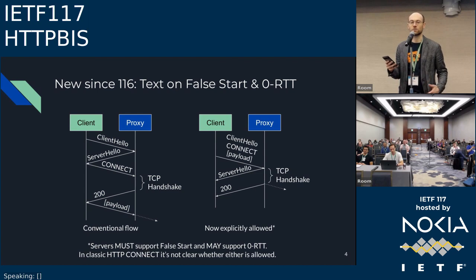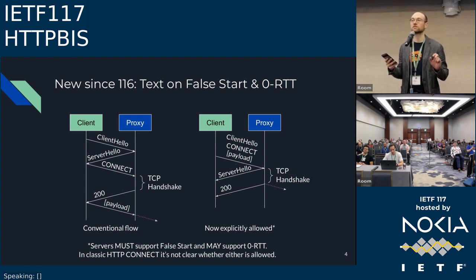For background, conventionally with a TCP proxy, you would have to do whatever TCP and TLS setup you need to do, and then you'd need to send a connect request to the proxy and get a confirmation, and then you could start sending your payload. With TLS or QUIC zero RTT, if you're doing a resumption, you can skip some of that.